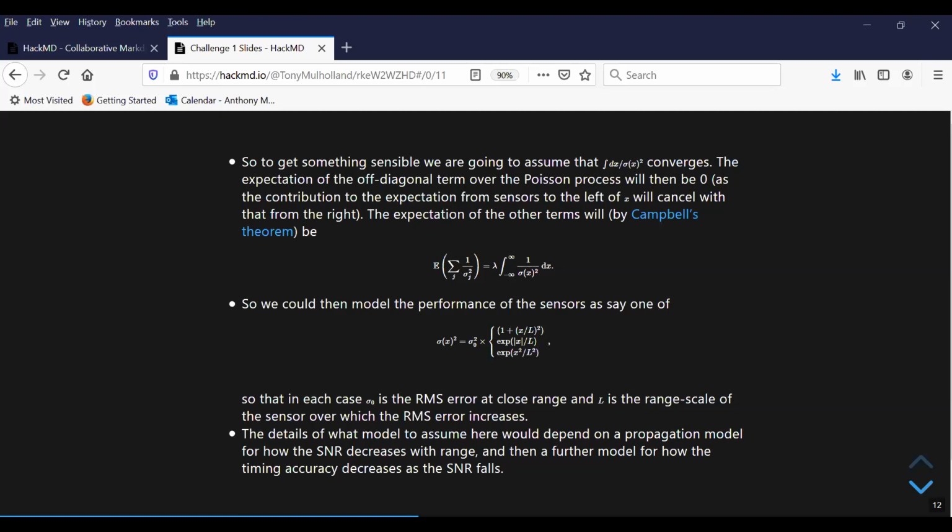So then if we model the performance of the sensors by some way in which sigma of x squared increases with distance, we have done this here by having some sigma naught, which is the root mean square error at close range, and then some length scale L, which measures the length scale over which the root mean square error increases to be significant multiples of sigma naught. The details of what function you should actually use there will be much more properly modeled by what Alistair describes later. So then, next slide, please.